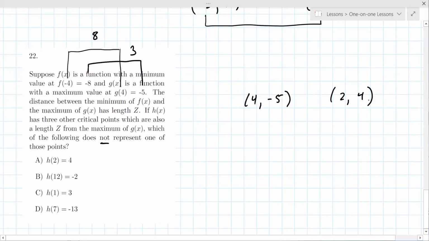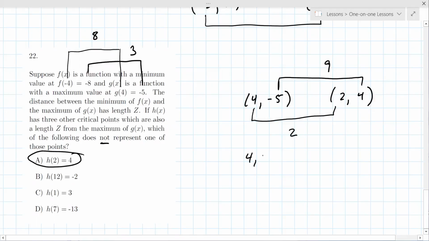I think it's A. Not exactly sure. Well, let's look at it. How far apart are 4 and 2? 2. Okay, and how far apart are -5 and 4? 9. So those are the ones that don't work.